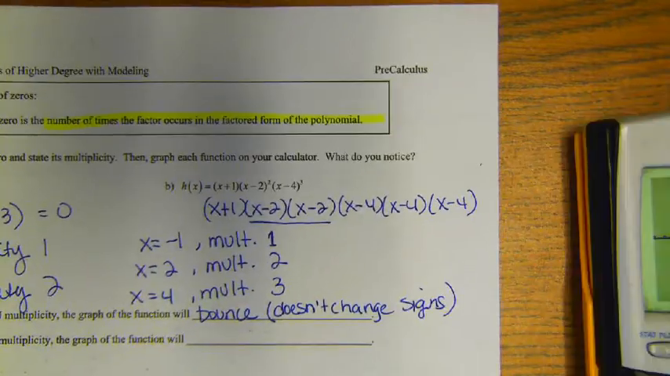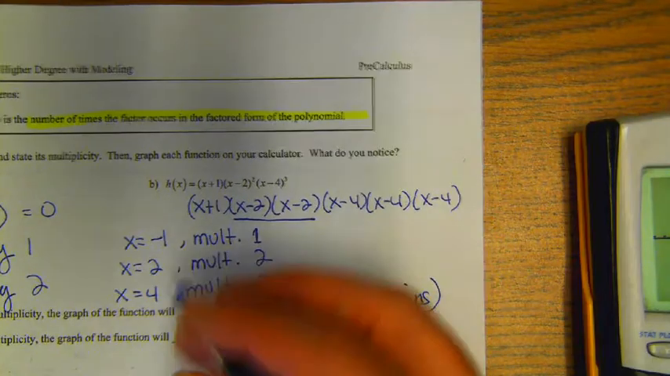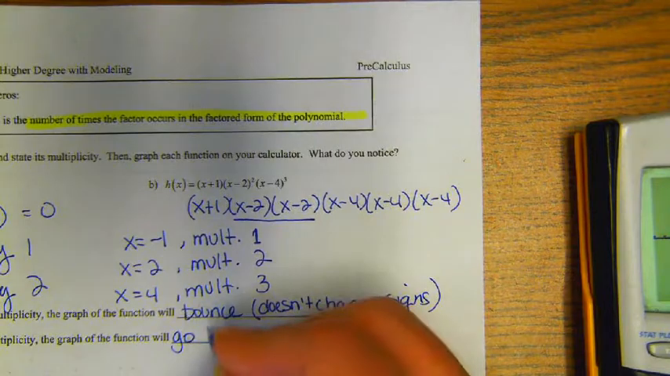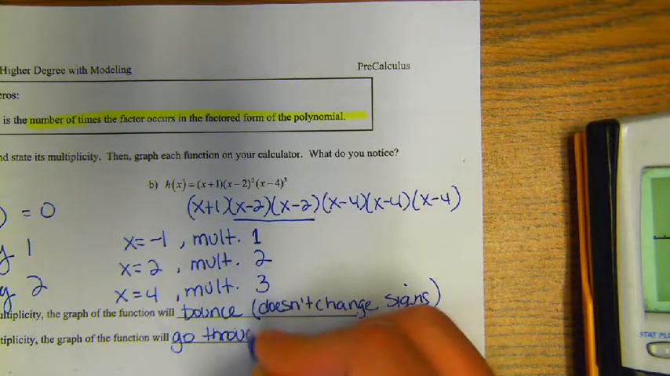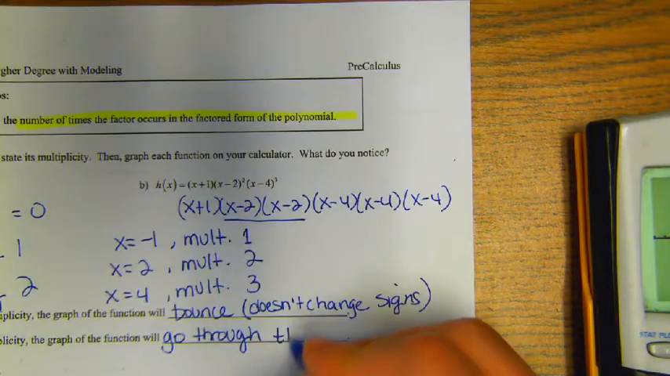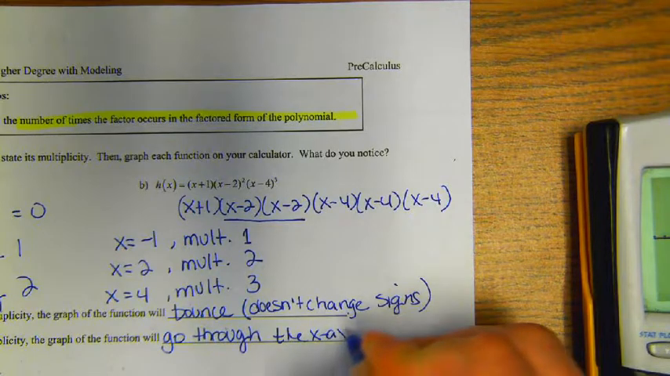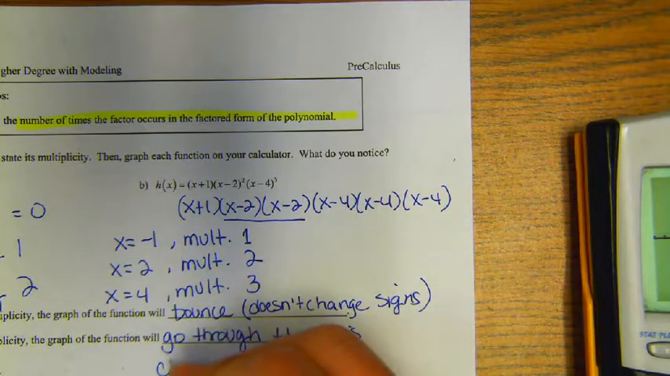At a 0 with an odd multiplicity, the graph of the function will, I'll say, go through the x-axis, and it does change sign.